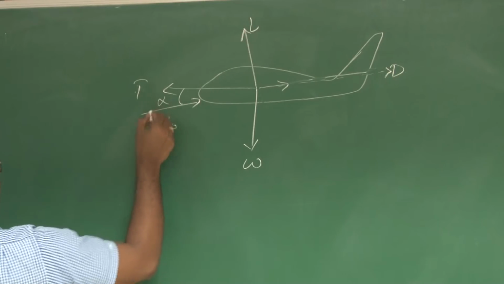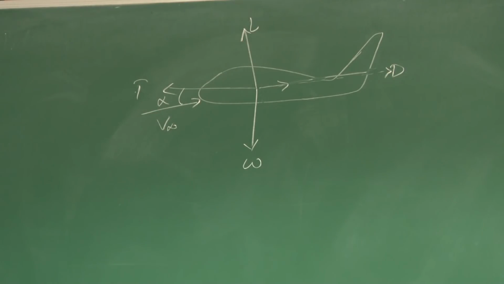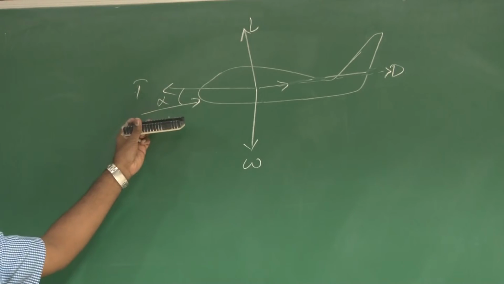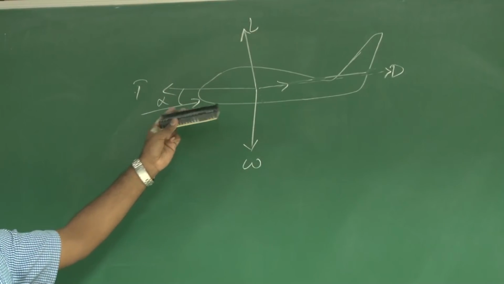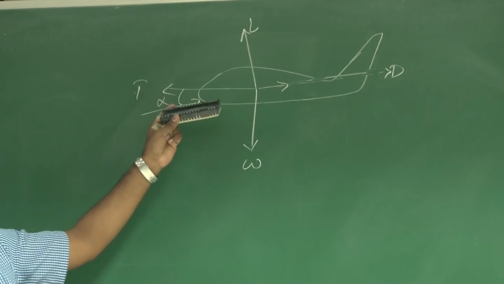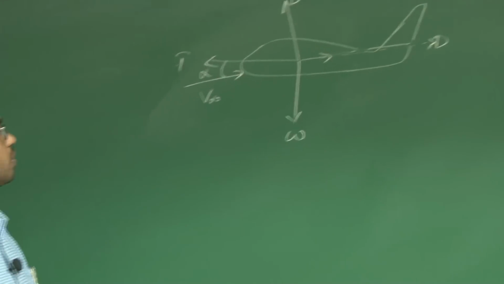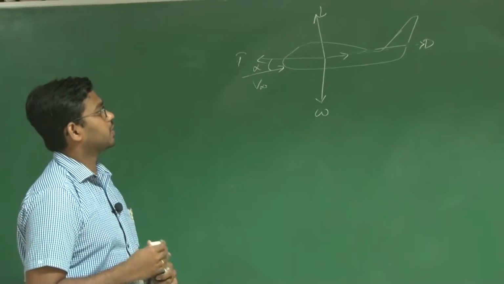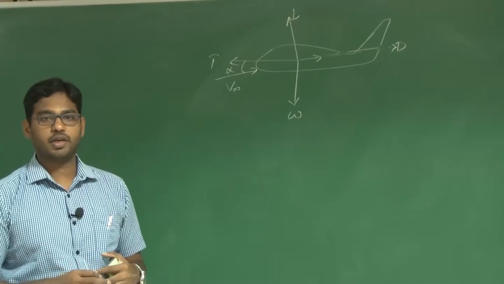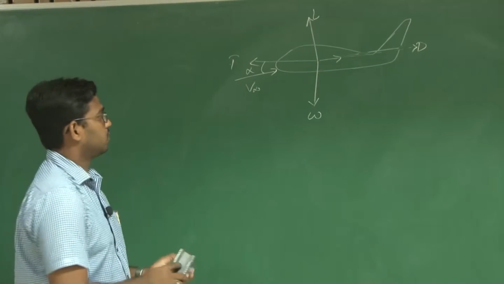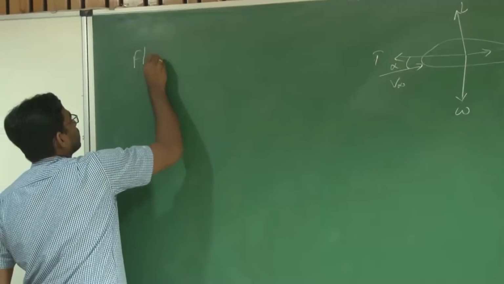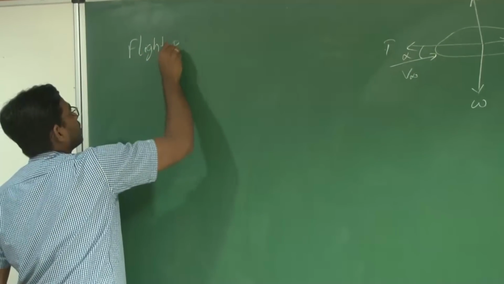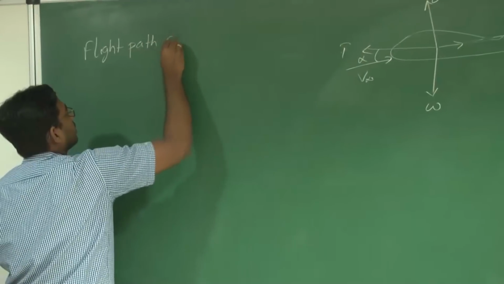Now, when you say v infinity like this, what does it mean? When you draw v infinity like this, it represents the direction of motion of the aircraft. When you say velocity, it should have both magnitude and direction, right? In what direction does the aircraft move? Otherwise, what is the aircraft's path? Now let us discuss a concept called flight path angle.